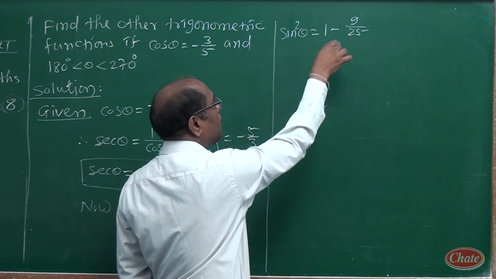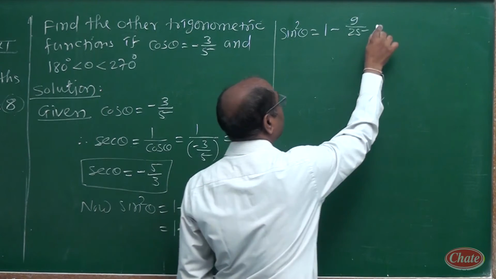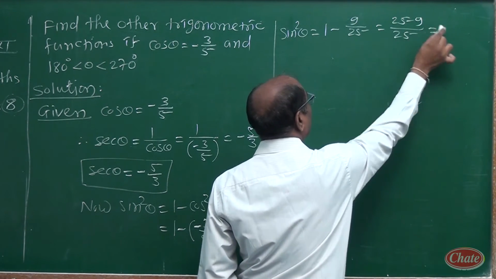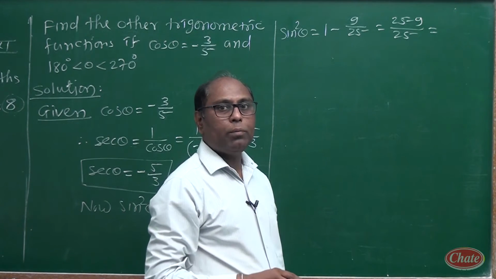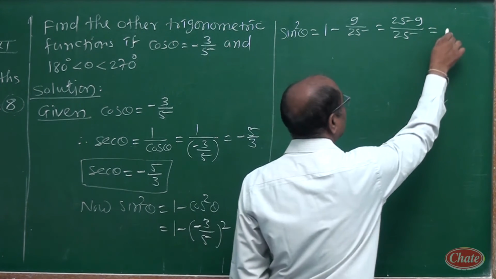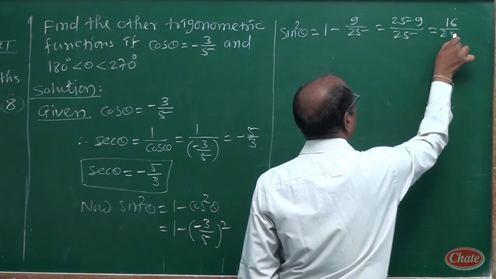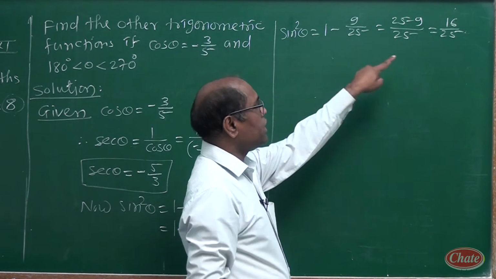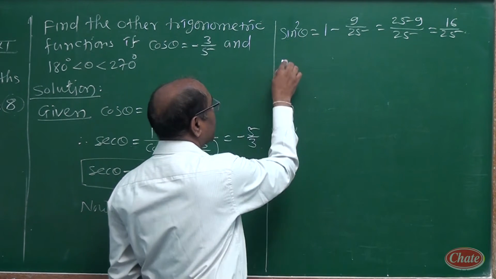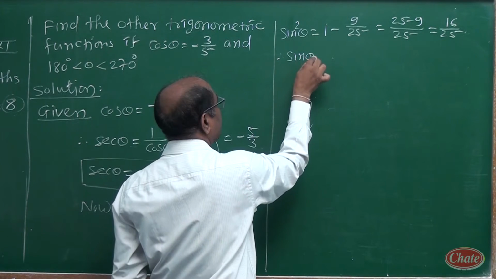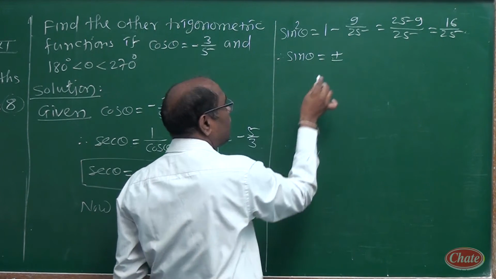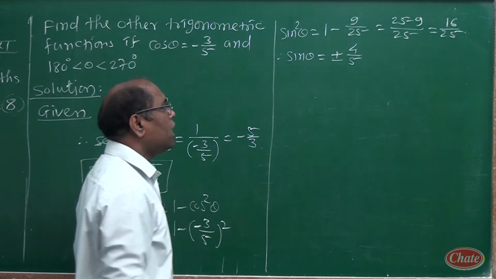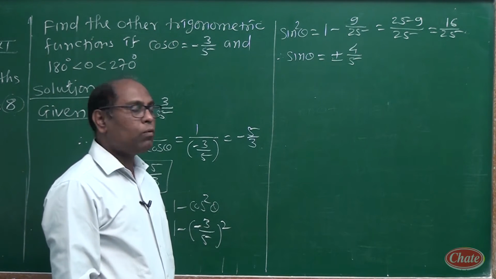Now if we take the cross multiplication here, so what we get? 25 minus 9 upon 25. 25 minus 9 means 16. 16 upon 25. So sin square theta is 16 upon 25. So we take the square root. So therefore sin theta is equal to plus or minus 4 by 5.